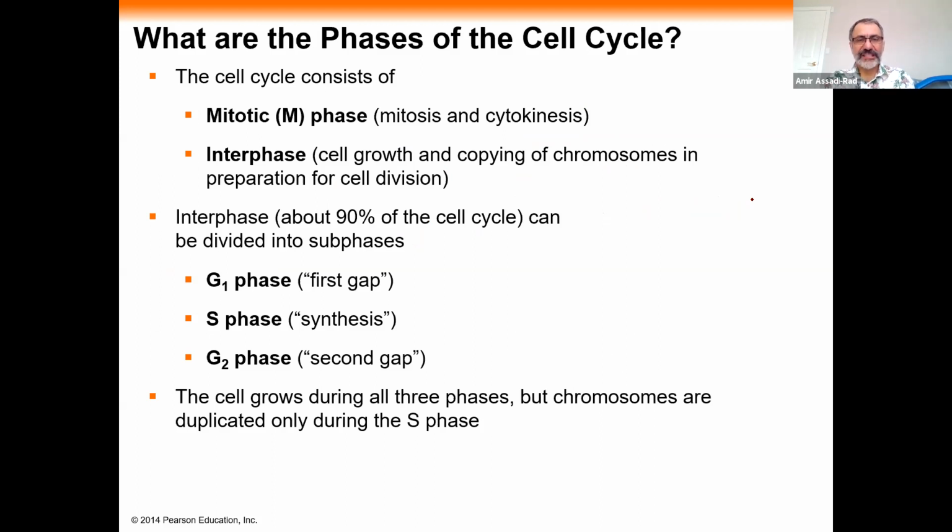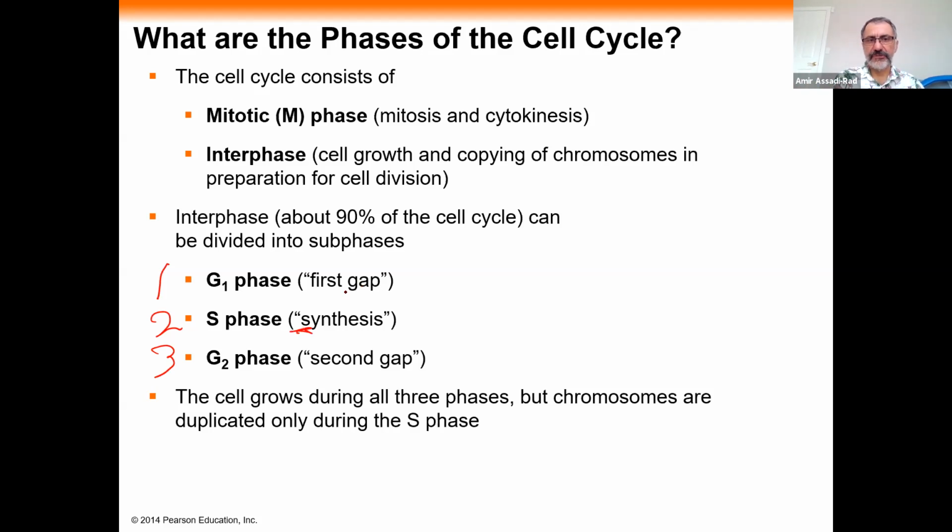That's good. The cell cycle consists of interphase, mitosis, the M phase, and cytokinesis. Interphase is not a stage of mitosis, and I hope you remember that. It's when the chromosomes are being duplicated. Interphase is about 90% of the cell cycle and can be divided into subphases: G1, S, and G2. S phase is where the chromosomes duplicate. They call it S because of synthesis.